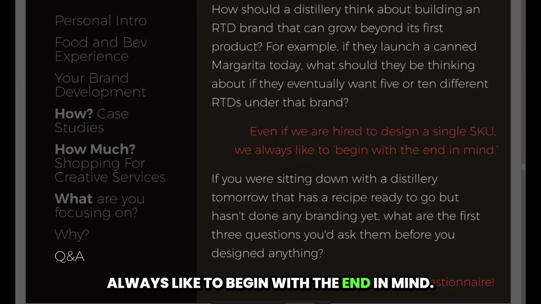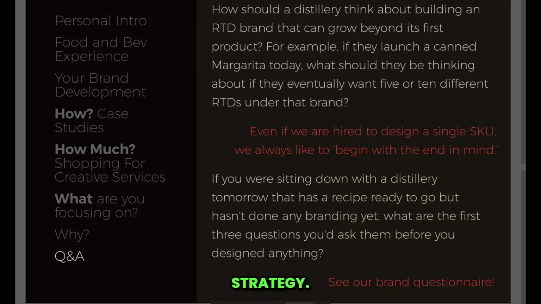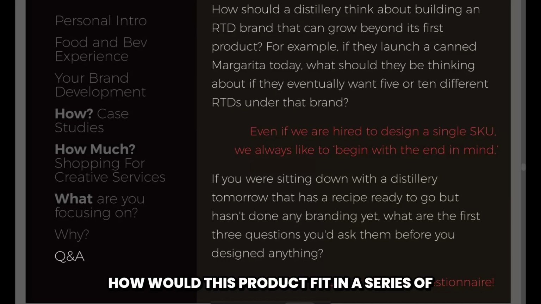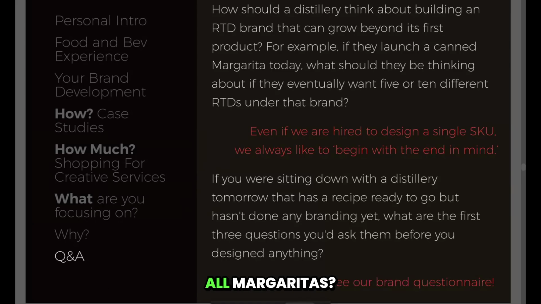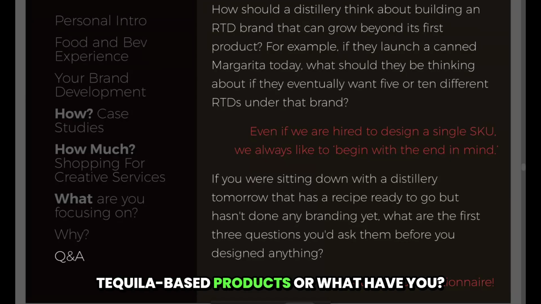So as a creative agency, even if we're hired to design a single SKU from jump, we always like to begin with the end in mind. So we think a little bit about our product strategy. How would this product fit in a series of all margaritas? Or how would this fit in a series of classic cocktails, or a series of tequila-based products, or what have you?